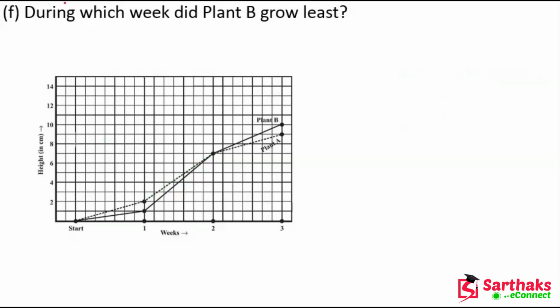And in this case, during which week did plant B grow least? Here it is asking about the least. So if you observe this, during the first week plant B grew least. So here we can write: plant B grew least during first week. Okay, understand my dear friends?